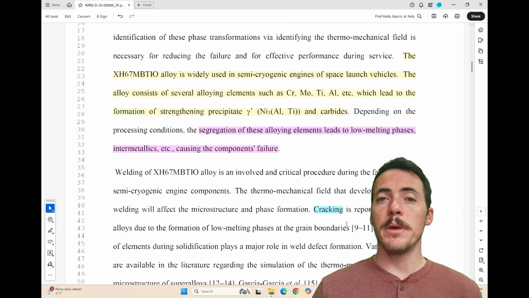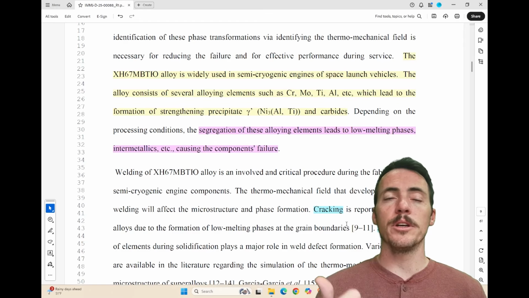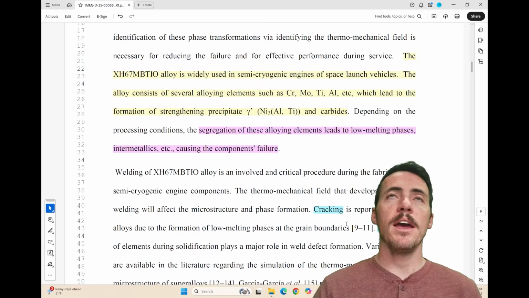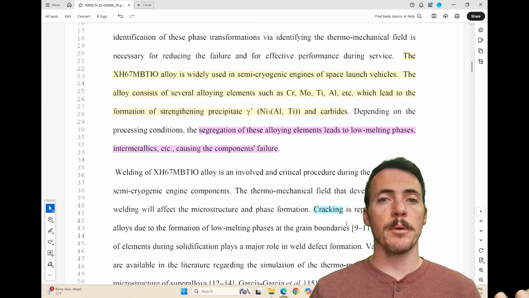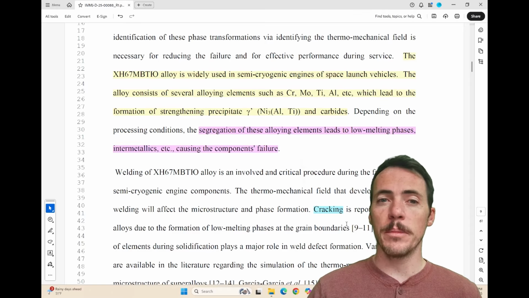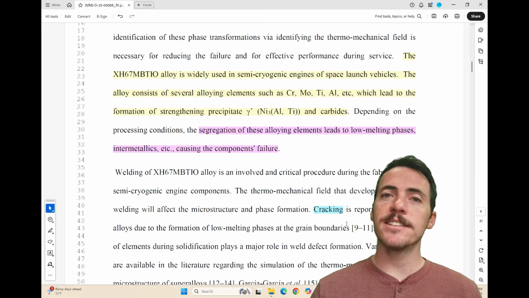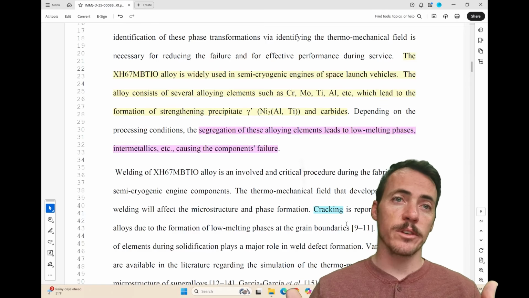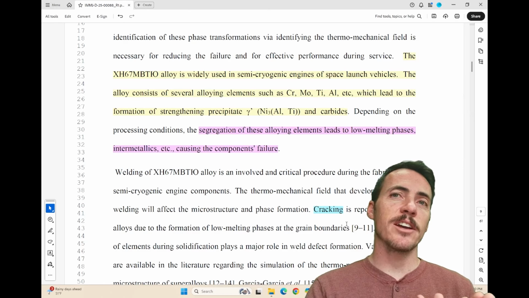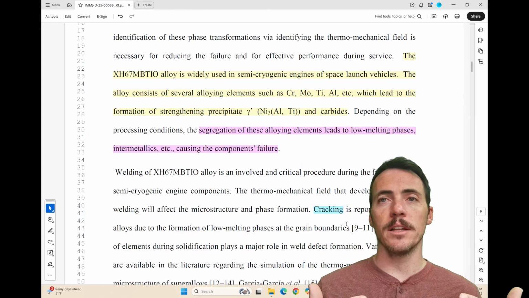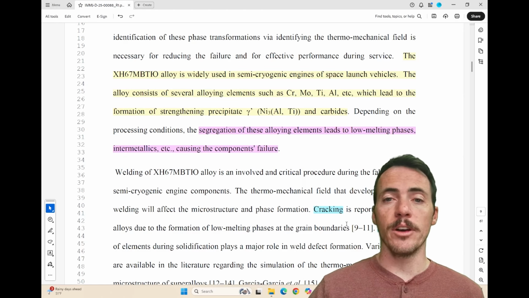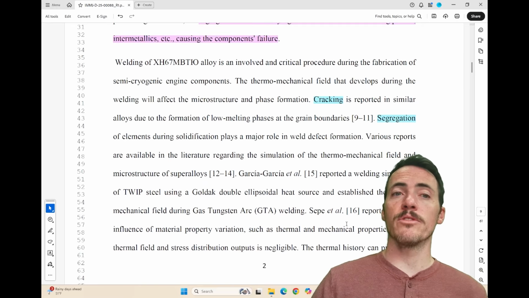The alloy itself is made up of nickel plus things like chromium, molybdenum, titanium, aluminum. And the way that it achieves its strengthening is through the formation of these precipitates, these gamma prime precipitates, as well as carbides. Okay, that's all fine, except when you go to process this, for example, through welding, you can get segregation of these alloying elements that could lead to low melting point phases, intermetallics, things that are going to cause it to fail, right? There's also the possibility of cracking.